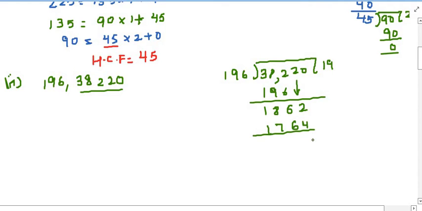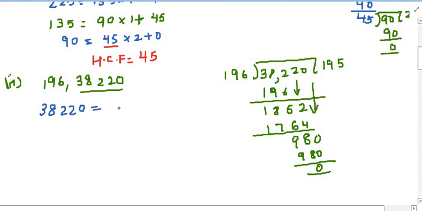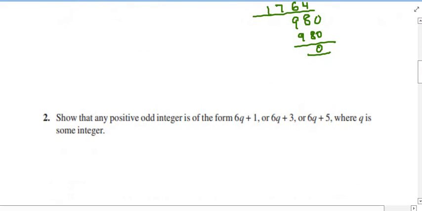1764. Subtract this. It will be 8, 9. Bring down 0. So 196 times 5 is 980. So the remainder is 0. So with the help of Euclid's division lemma, we can say that 38,220 is equal to 196 times 195 plus 0. We'll continue with the next question.